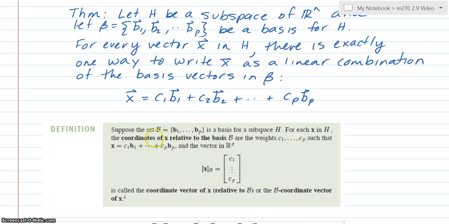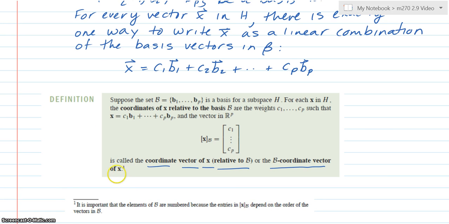Suppose that, again, beta is B1 through BP, just as above, a basis for a subspace H. For each X in H, the coordinates of X relative to the basis B are the weights C1 through CP such that we have this linear combination. The vector in RP, which they denoted with brackets around X with a beta to let you know what the basis is, holds these weights. This is called the coordinate vector of X relative to beta, or sometimes the B coordinate vector of X.